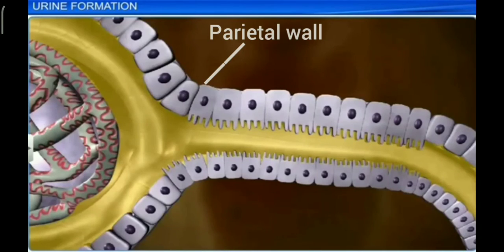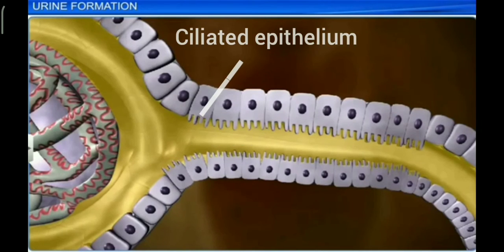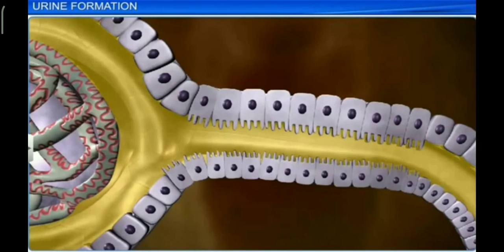The parietal wall consists of simple squamous epithelial cells. It is thin and continues into the neck. The wall of the neck is made up of ciliated epithelium. The lumen of the neck is called the urinary pole. The neck leads to the PCT.